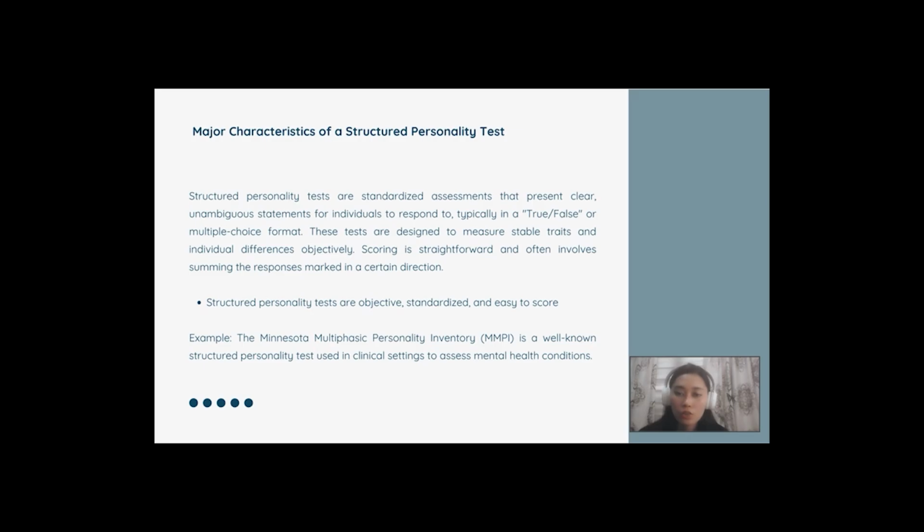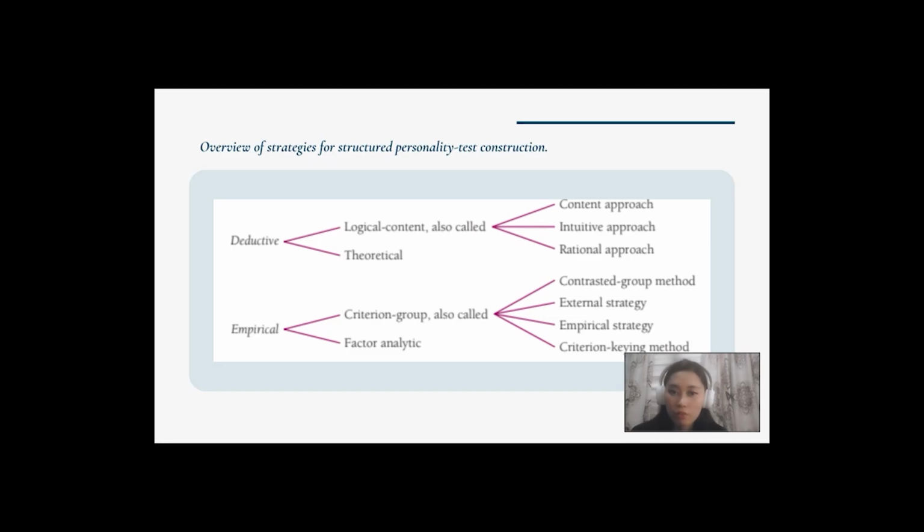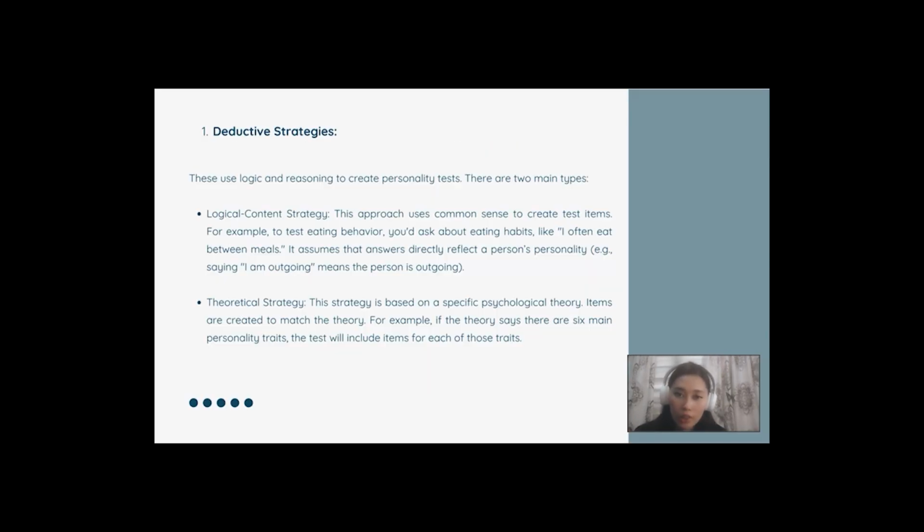Other structured personality tests used in clinical psychology, job hiring, education, and personal development are the MMPI-2, 16PF or 16 Personality Factor Questionnaire, and the NEO Personality Inventory. This is an overview of strategies for structured personality test: the deductive and empirical strategy, which we'll be discussing on the next slide. So the deductive strategy uses logic and reasoning to create personality tests.